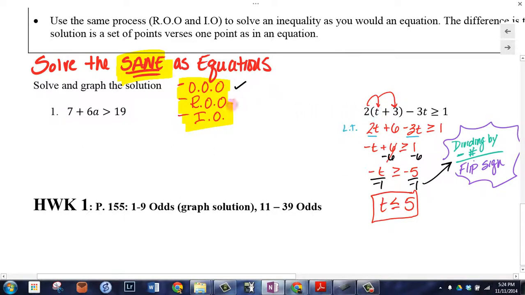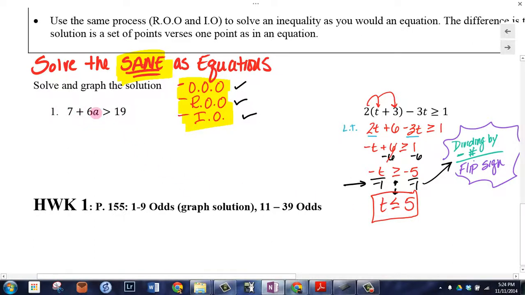Start by order of operations. We did that, distributing the 2. Then we start doing reverse order of operations. Again, inverse operations here, IO, so we can check that off, to get them to the other side of the inequality. What we find out here in this last step is that we divided by a negative. So dividing by or multiplying by a negative means we flip the sign. So when we're all done dividing by this negative 5, you'll notice that we went from a greater than sign to a less than or equal to sign. So that's the only rule that you have to address here. Otherwise, everything's exactly the same.